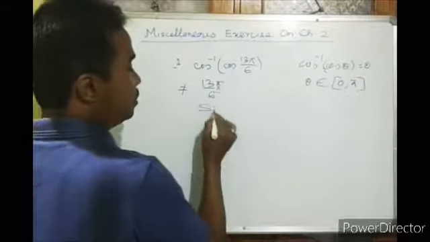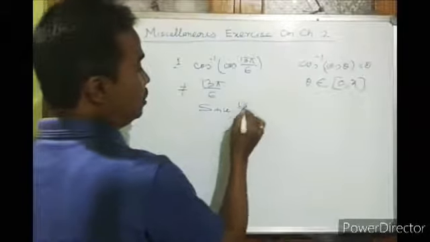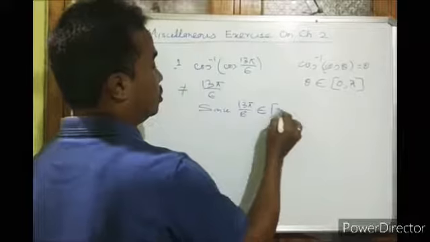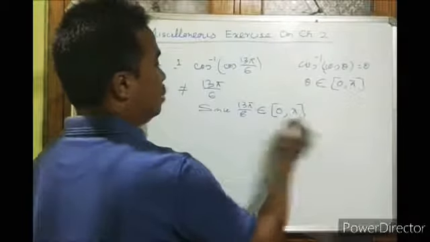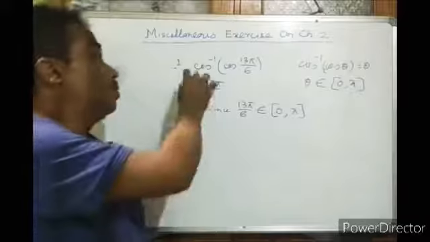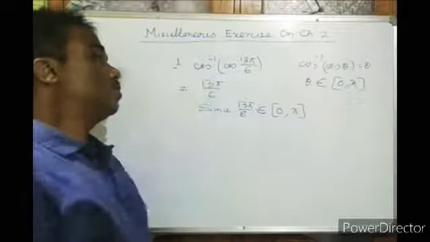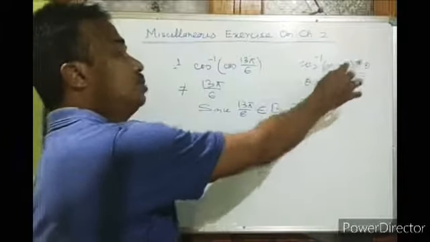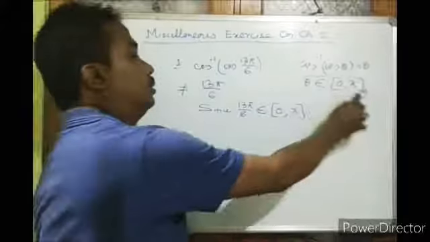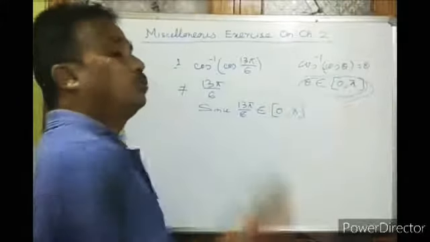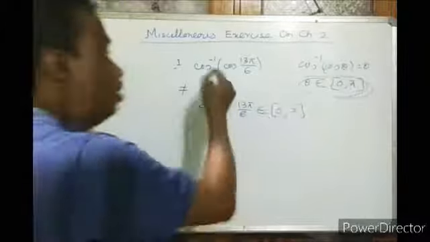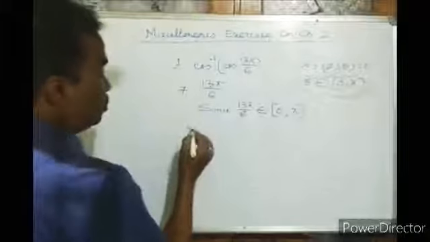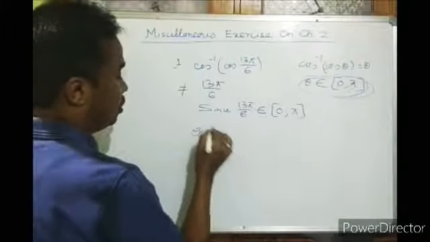Since 13 pi by 6 does not belong to this closed interval 0 to pi, cos inverse cos 13 pi by 6 is not equal to 13 pi by 6. Although the formula says cos inverse cos theta is equal to theta, here one domain you have to take care of. Theta should belong to 0 to pi, then only this holds. So how to make this 13 pi by 6 belong to this interval?